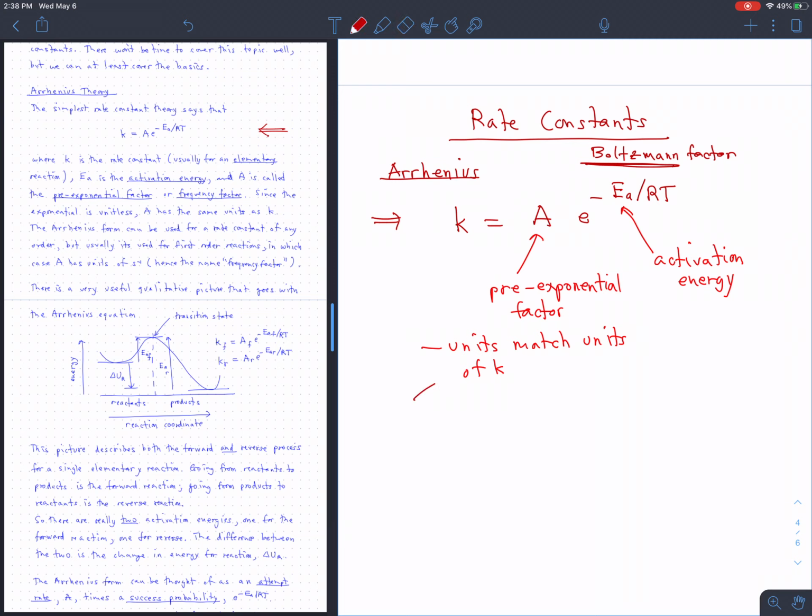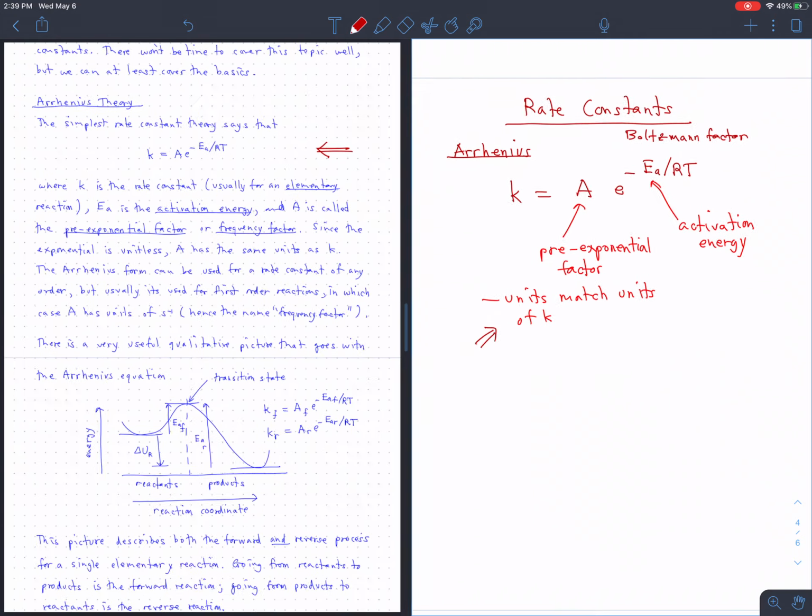A technical point before we move on is that this exponential factor doesn't have any units, obviously, and that means that the units on k have to match the units on A. So for a second order rate constant, for example, the units are molar to the -1 seconds to the -1. That means the units of A have to also be molar to the -1 seconds to the -1. For a first order, though, the units are seconds to the -1, and that means the units of A have to match that in that case also. So the units on A vary depending on the type of reaction that you're working on, the same as the units for k do. All right, so that is the Arrhenius expression.